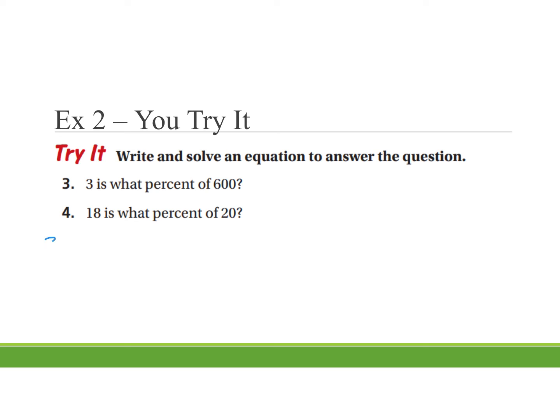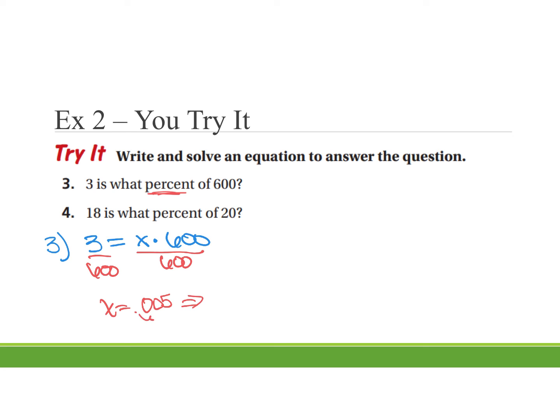For number 3, it says 3 is what percent of 600. "Is" means equals and "of" means multiply. So again, I want to get x by itself. I'm going to divide both sides by 600, and I see that x is equal to 0.005. Now my question said write that as a percent. So this is really, if I move my decimal place, I get 0.5%. So 3 is 0.5% of 600.